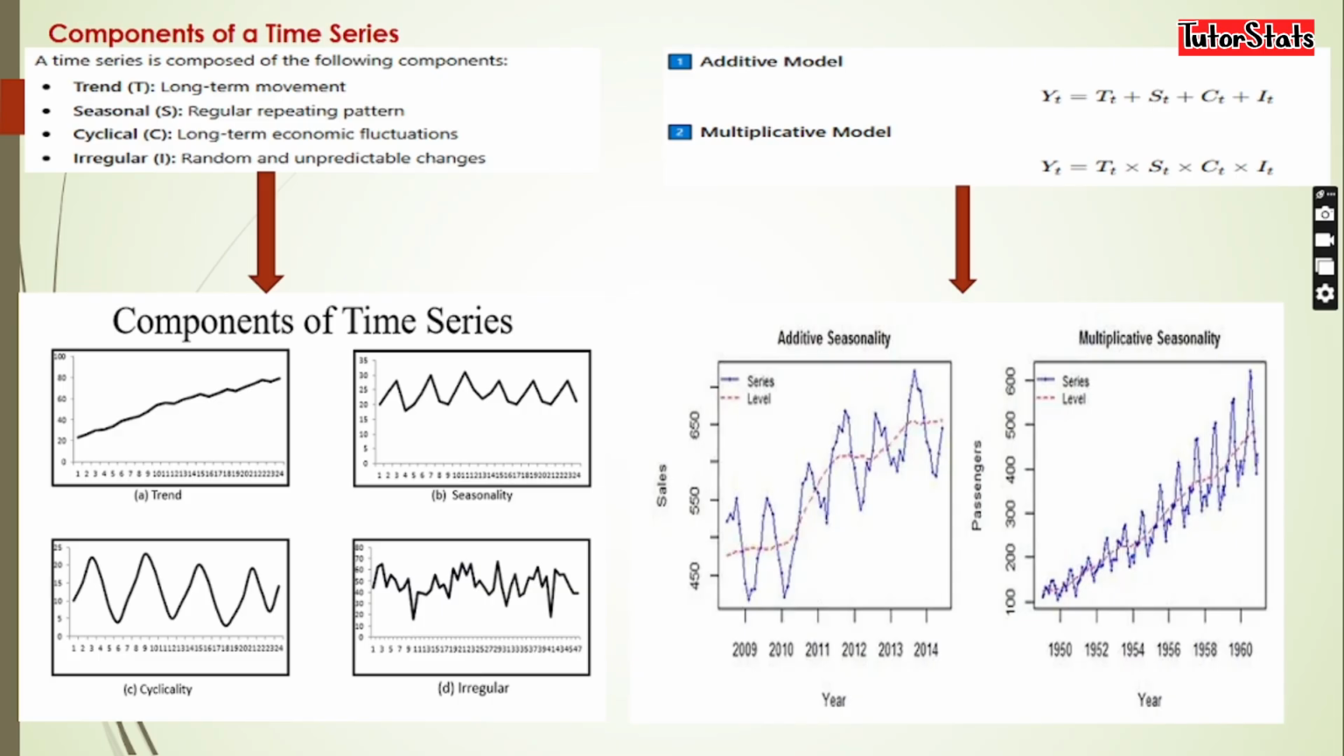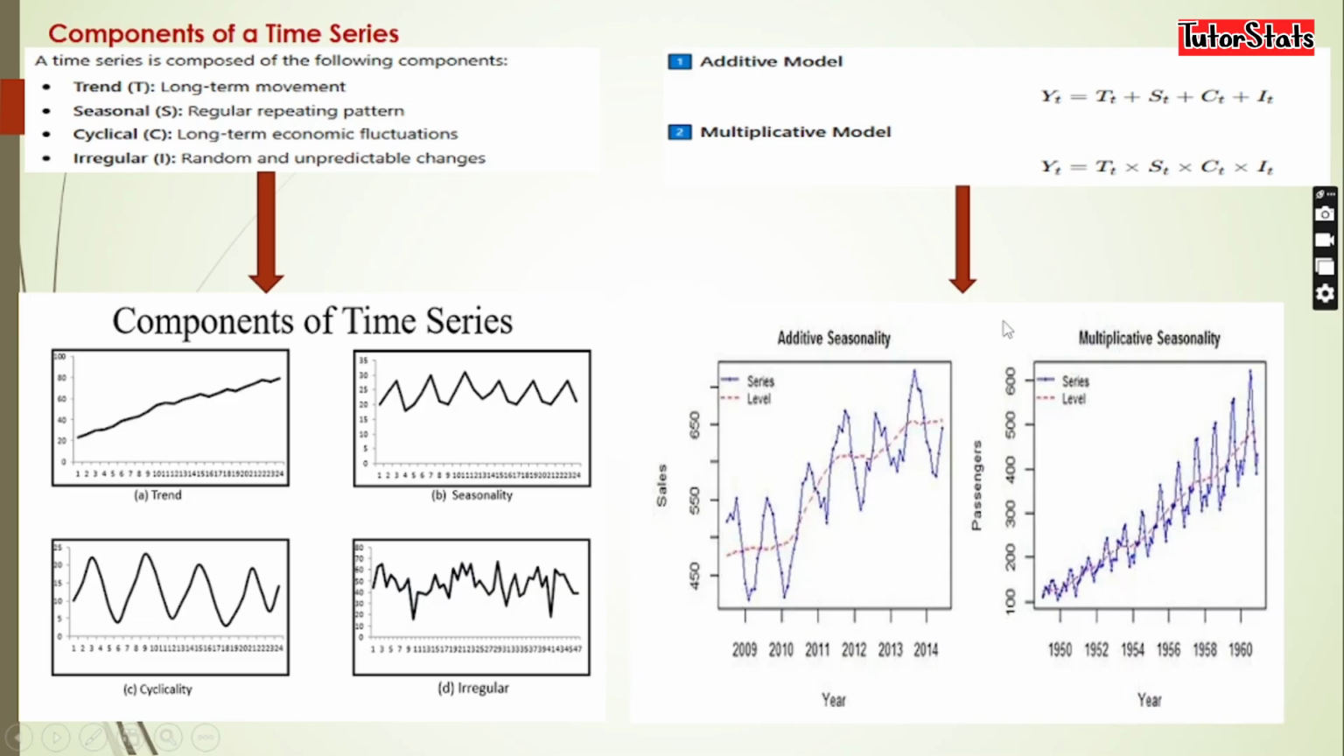The last component is the irregular or random component. It is also known as noise. This includes random, sudden, or unpredictable changes. Examples are lockdowns during the COVID pandemic, natural disasters, and sudden policy changes or unexpected news. These changes cannot be predicted easily. That's why we call it irregular or noise. These are random fluctuations beyond the control of human hands.